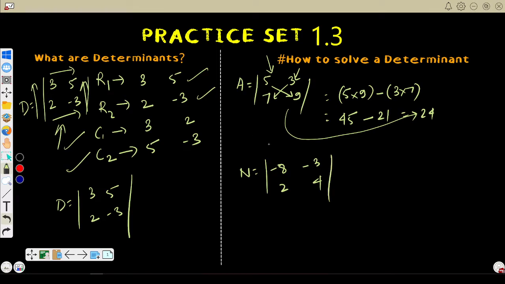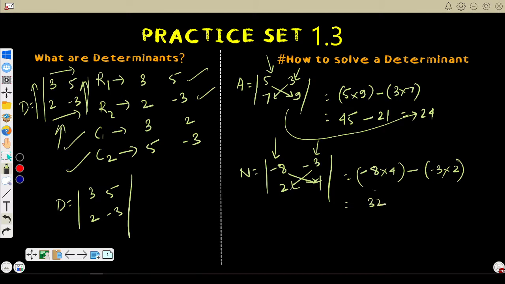Now to solve this, the method is the same. First you look at this element, you write this element minus 8 and you multiply this with the diagonal element, that is 4. So multiply minus 8 with 4. This is the first calculation and then we subtract. Now look at this element, that is minus 3. So multiply minus 3 with its diagonal element, that is 2. Minus 3 multiplied with 2.